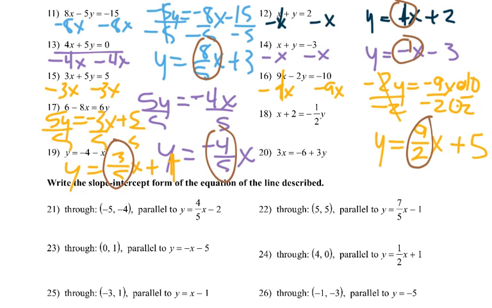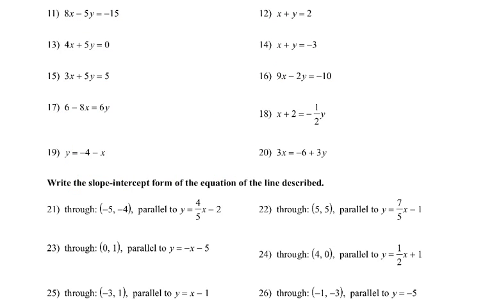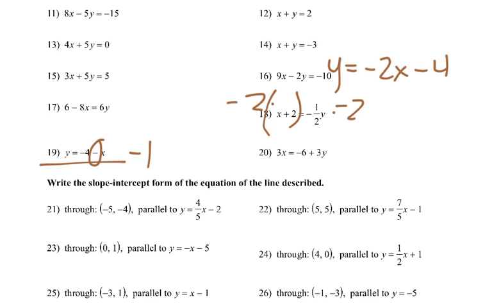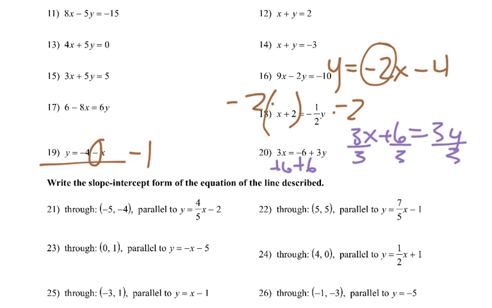Now, 17 through 20, these equations are just all over the place. Number 19 is already in slope-intercept form, so my slope would be negative 1 there. For 18, I would multiply everything by negative 2. We'd end up with negative 2x minus 4 equals y. So my slope would be negative 2. On 20, we would add 6 to both sides to get 3x plus 6 equals 3y. Divide by 3. We'd get x plus 2 equals y. So my slope would be 1.